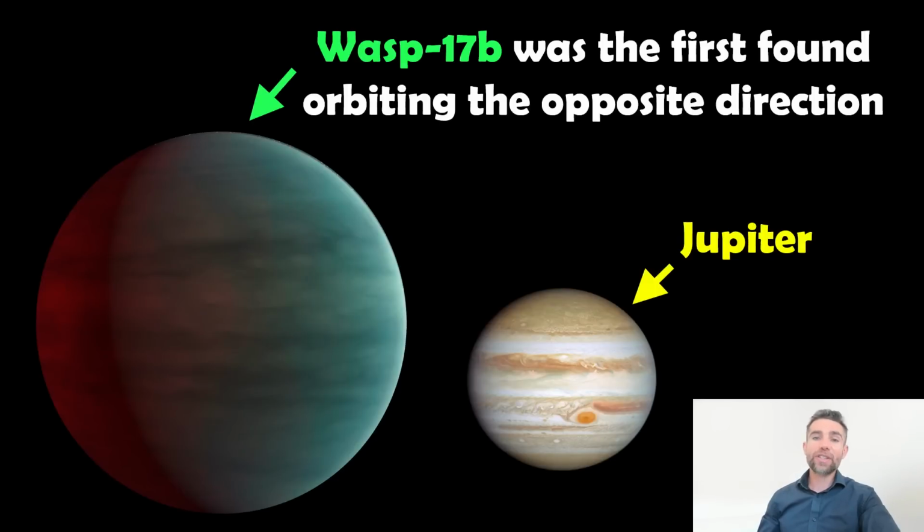So the first exoplanet discovered orbiting the wrong way round, the opposite direction, with a retrograde orbit, is WASP-17b. This is a fairly large planet. There's the size comparison to Jupiter. Not necessarily a massive planet as in mass wise, but definitely size and radius. It's a very large planet. So a large gas giant orbiting the wrong way around its star.